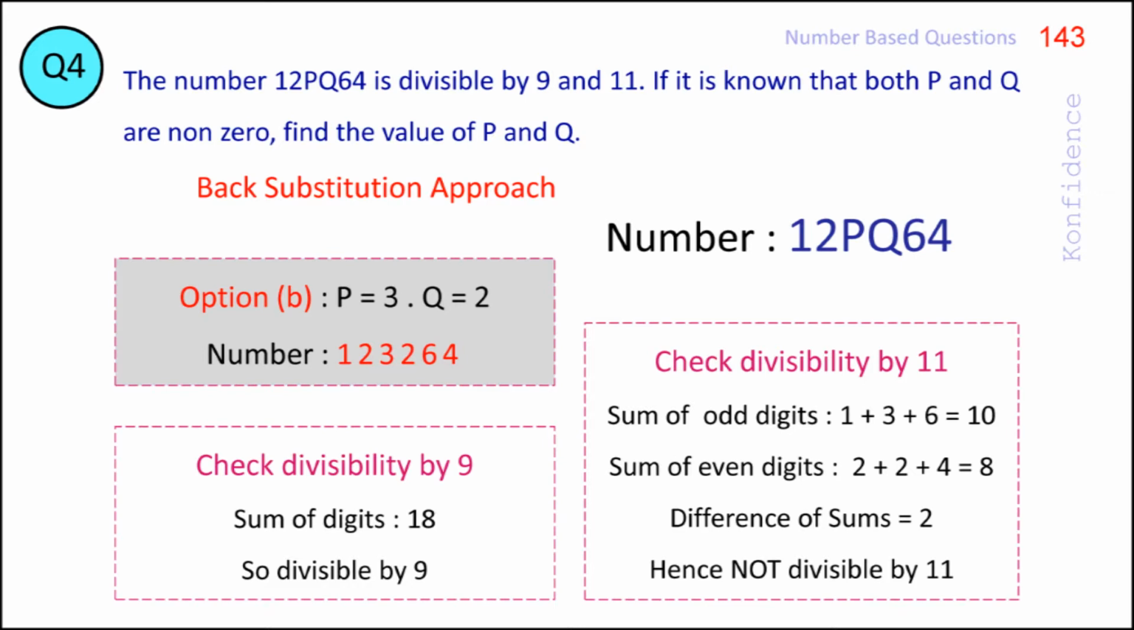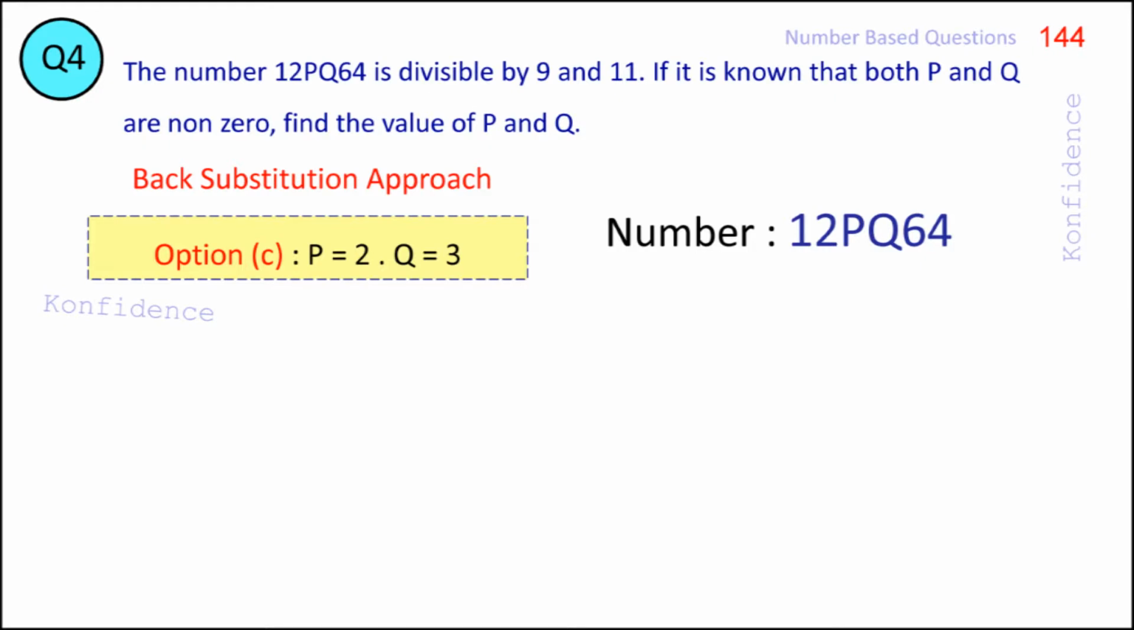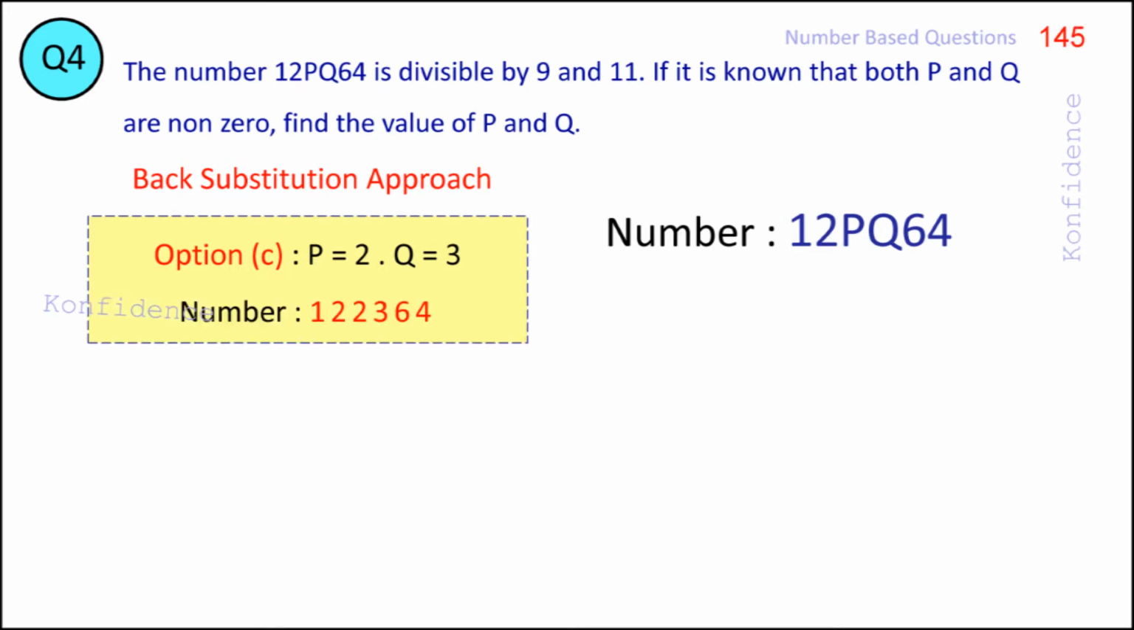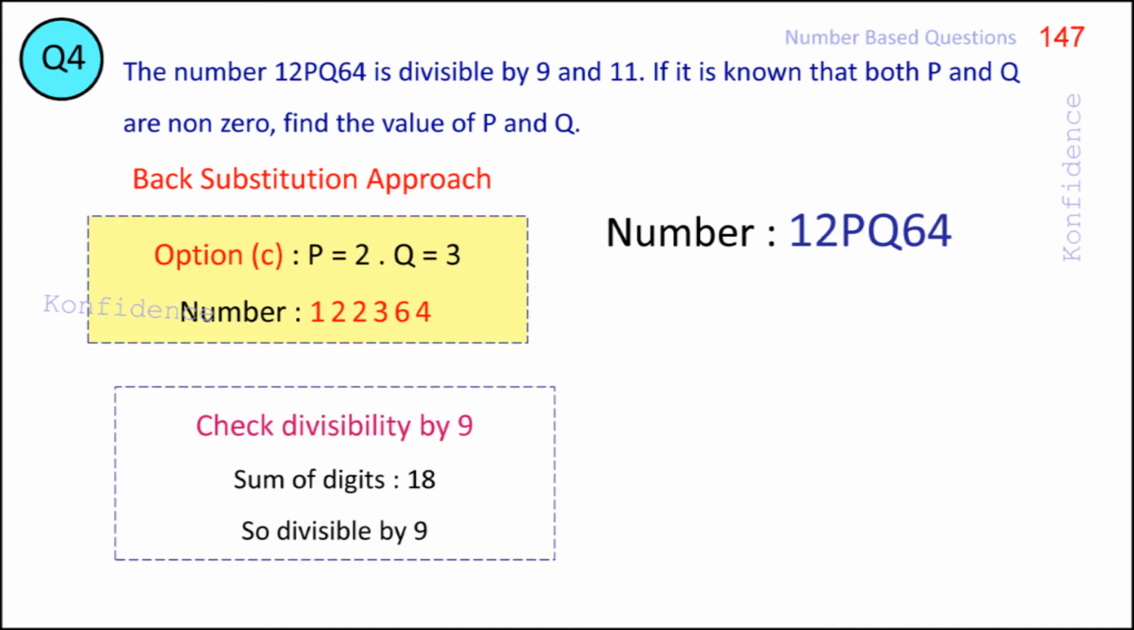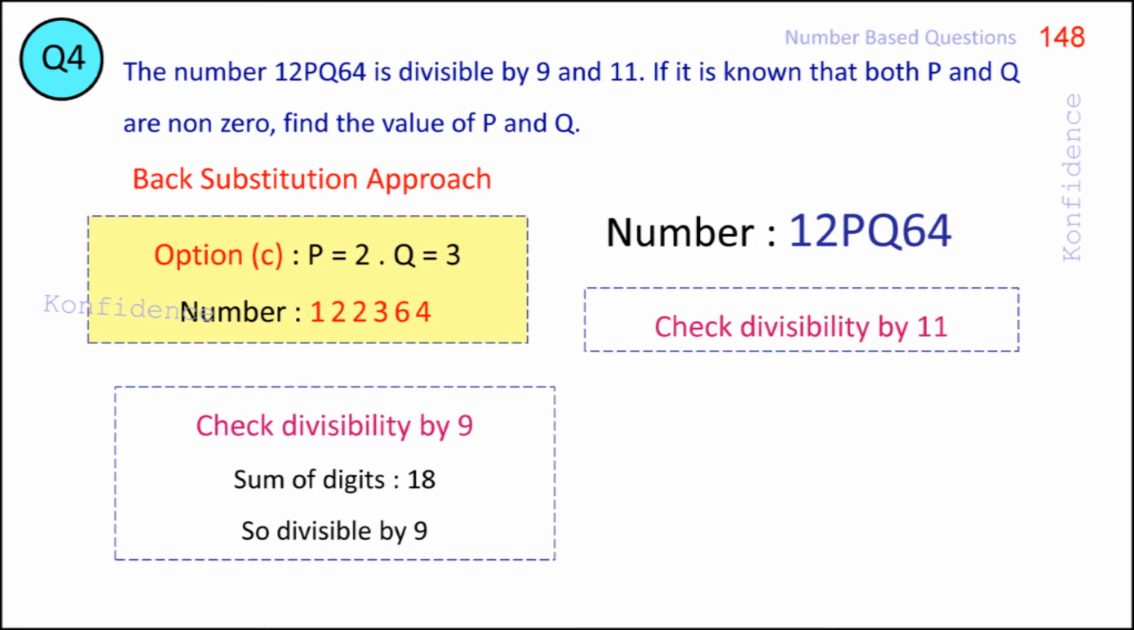So naturally, option C should be the correct one. If we want to be sure, let us try option C as well. Option C is P equals 2 and Q equals 3. Then the number becomes 1, 2, 2, 3, 6, 4. It will be divisible by 9 as the sum of digits is 18. Now test for divisibility by 11.